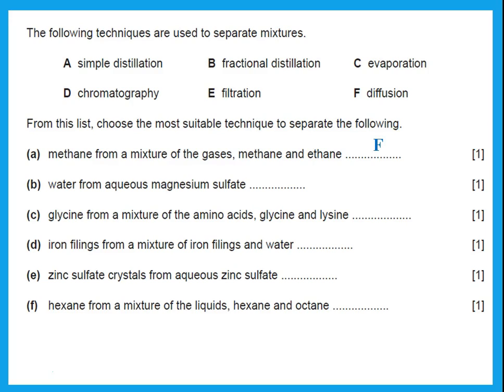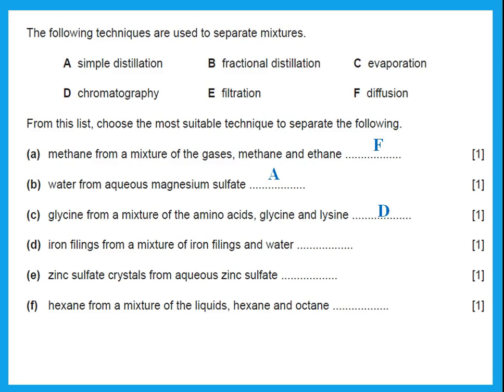Again, aqueous magnesium sulfate is a solution, and I want which one? I want the water. So if I want water from a solution, what am I doing? Simple distillation. Glycine from a mixture of amino acids. Remember we said, how do we separate a mixture of amino acids? I should be doing chromatography.